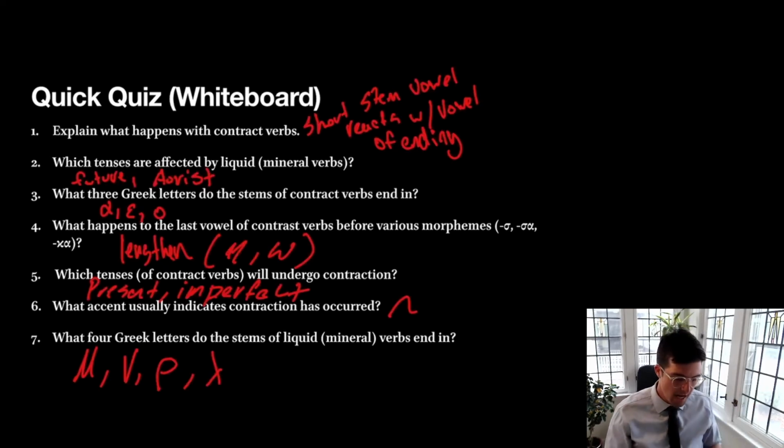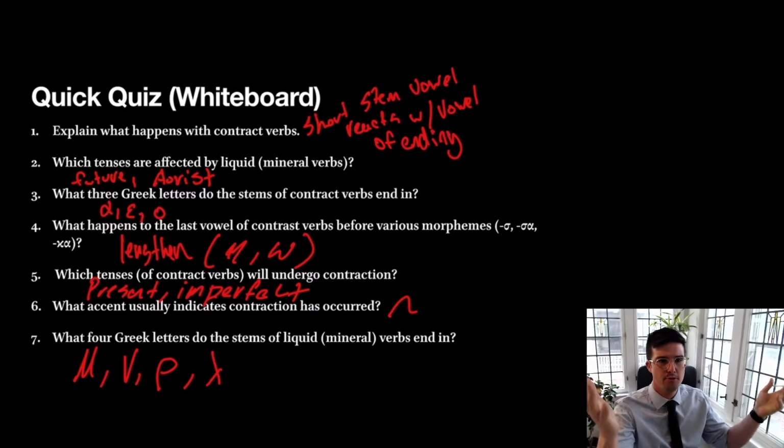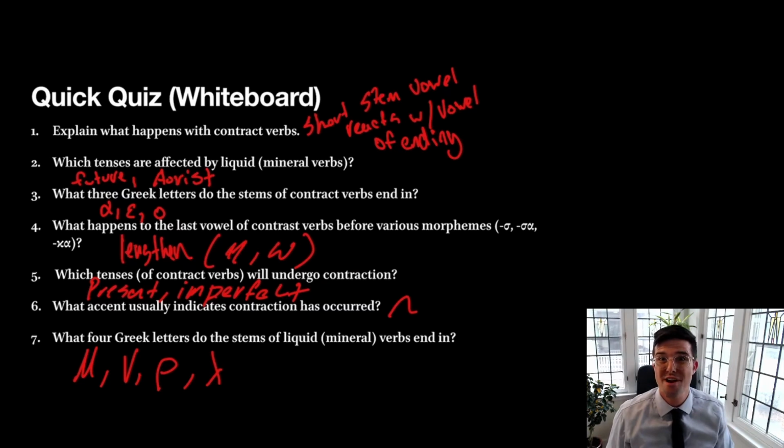All right, taking it home here. Explain what happens with contract verbs. Oh, let's do a high five one more time. Say you got 3 or more of these right based on what you see here. Let's high five it. 1, 2, 3. Boom. Way to go. So proud of you.